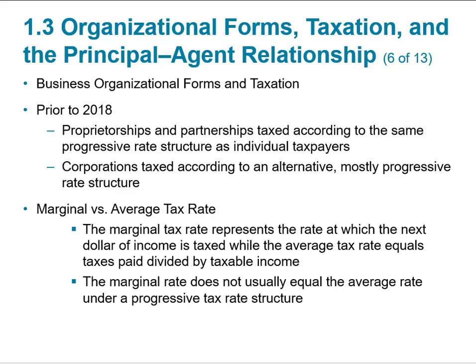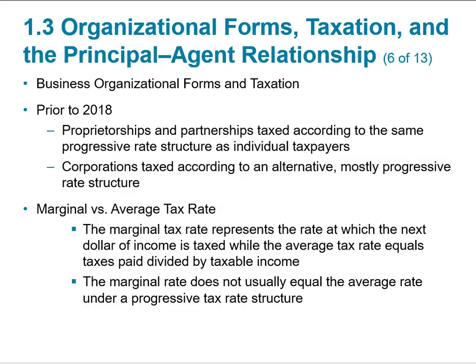Now, when you think about taxation, right, the tax code has changed dramatically since 2018. Prior to 2018, partnerships and proprietorships, you paid in as an individual taxpayer. Corporations were also taxed but it was a mostly progressive rate structure. That is, there was a table of brackets that you would assess how much you earned in profits and then calculate the tax from. There are two kinds of tax rates, and we'll talk about this again in a second, but the marginal tax rate represents the tax on the very next dollar that you earn. The average tax, that equals the taxes paid divided by taxable income.